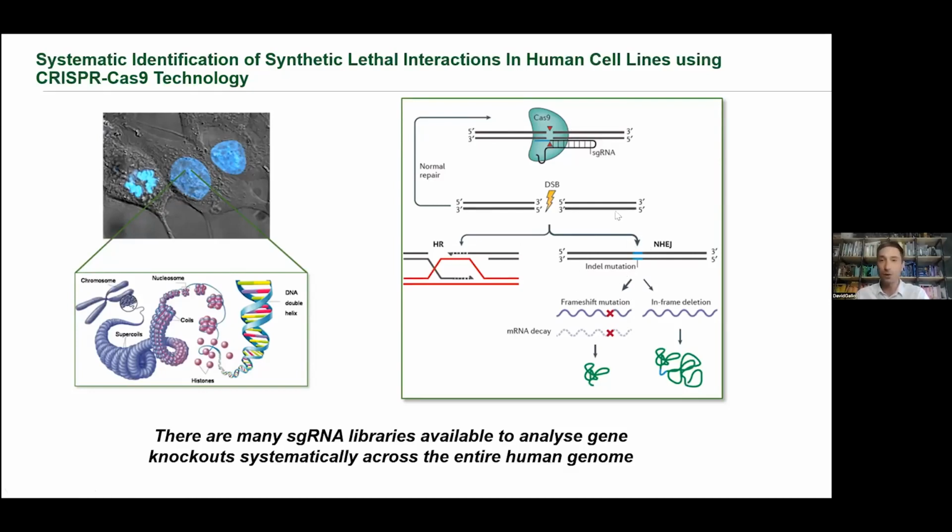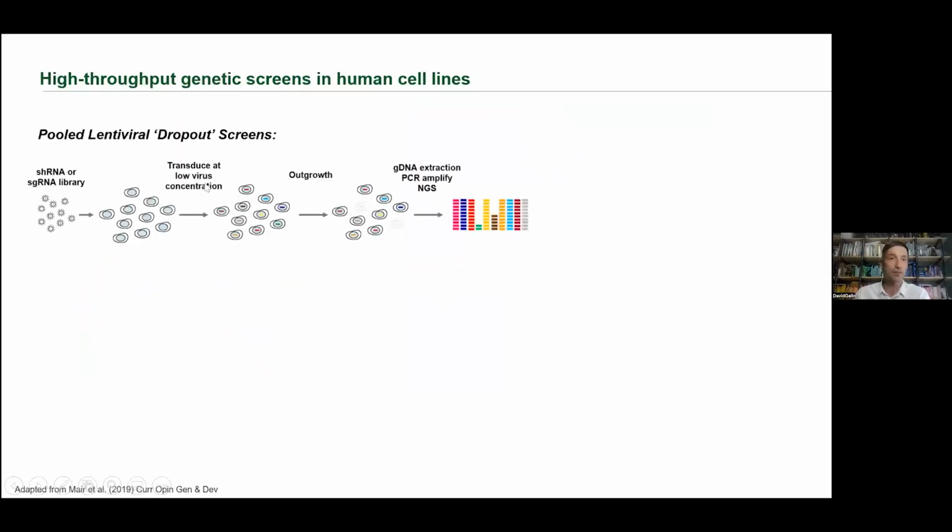So essentially what happens is, if you target the region of the genome where the sgRNA goes, it ends up in the equivalent of a gene deletion. There have been many synthetic guide RNA libraries created to systematically knock out every gene in the human genome. We use this technology to screen for synthetic lethality in cancers, and basically this takes the form of a pooled lentiviral dropout screen.